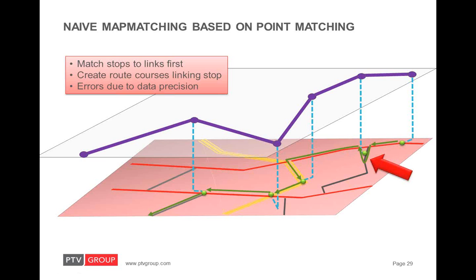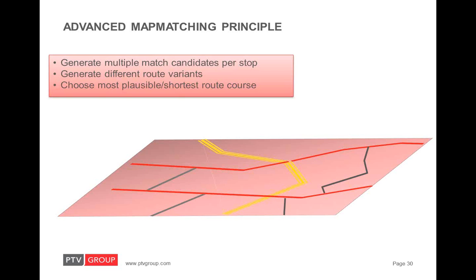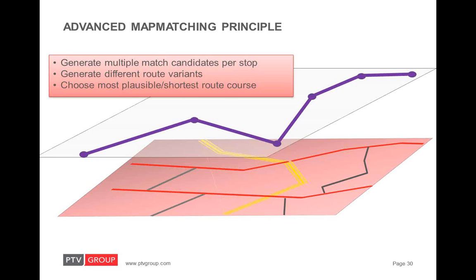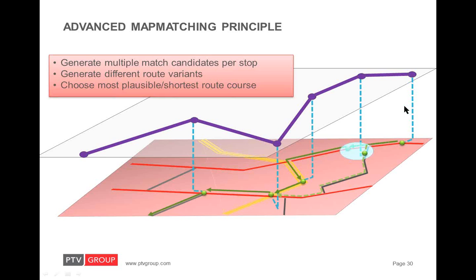And if we run our approach, which we have in Visum since 12.5, roughly 2 years now, we have a more sophisticated approach of matching. Here we generate multiple match candidates per stop. So for this stop we just were looking at here, we're not looking just into one possible stop point location, we look into different ones, and then we generate different line route variants for each of the stops. And then finally we choose the most plausible or the shortest route course for this specific line route. And in this case we would probably find this correct line route compared to the previous more simple approach which required more post-processing.